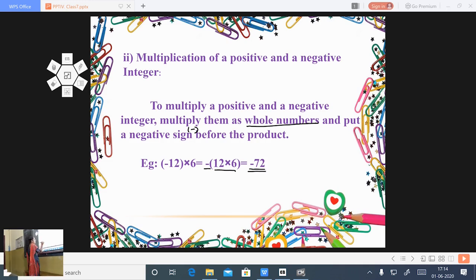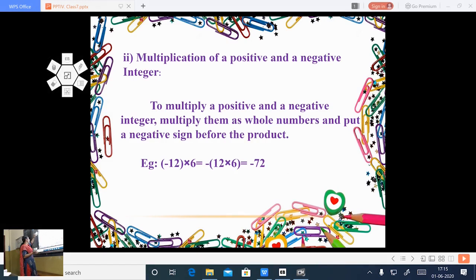One more example, 5 into minus 3. Here the first integer is positive and the second is negative. So multiply them as whole numbers, that is 5 into 3, and put the negative sign before the product. So the final answer is minus 15. Is it clear? Okay. Suppose that we have to multiply 3 or more negative integers. Then how will you find the product?